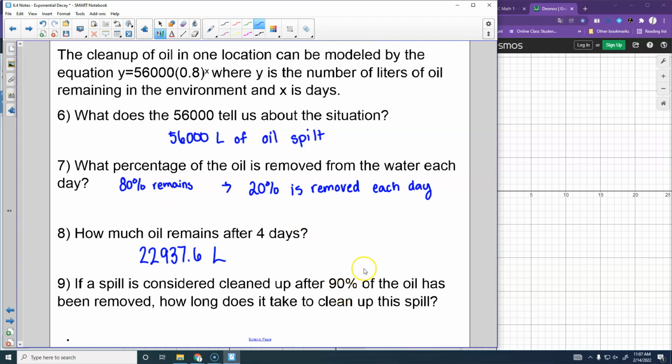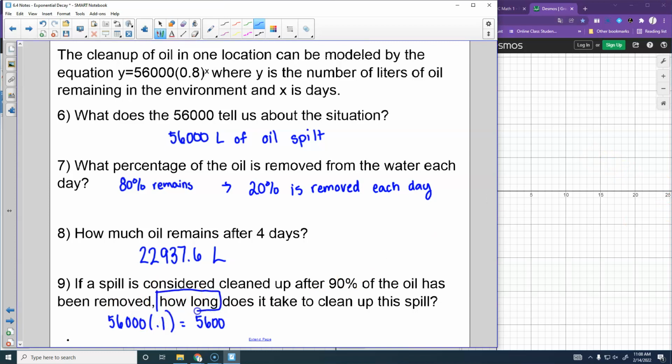So, how much oil is going to be left if 90% is cleaned up? 10%. So if I want 10% of my original amount, that'd be 56,000 times 0.1, right? 0.1 would be 10%, which is going to give us 5,600 there. Basically just like 5 by 10. So if I can get the amount of oil down to 5,600, it would be considered cleaned up for this particular spill.